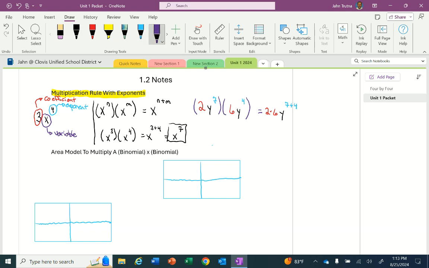Okay, so this would, of course, become 12. 2 times 6 is 12. Then we would have a y, and then we would have an exponent of 11. So this particular problem would simplify to 12y with an exponent of 11.